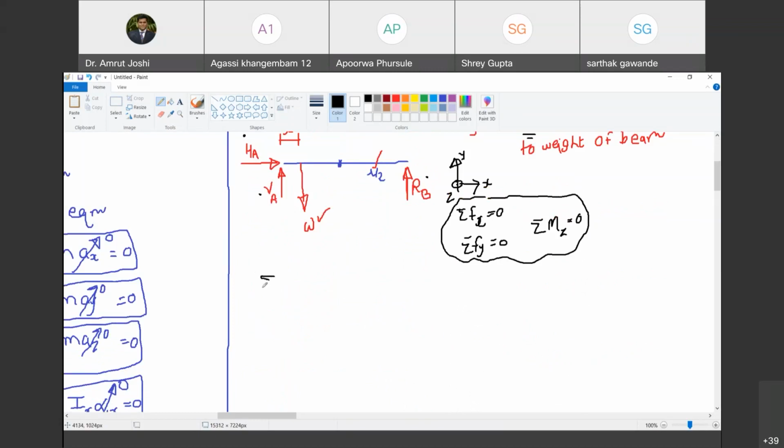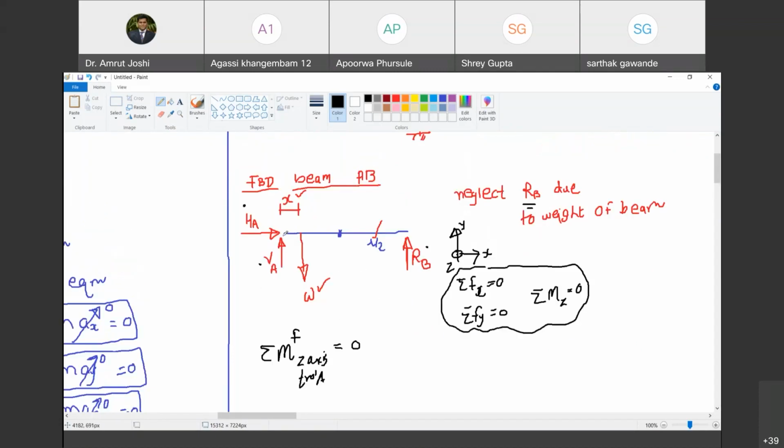I am going to take moments of all the forces about the Z axis passing through A, and I am going to equate it to 0. I am going to take moments about the Z axis passing through A. Are you with me? Yes, sir.